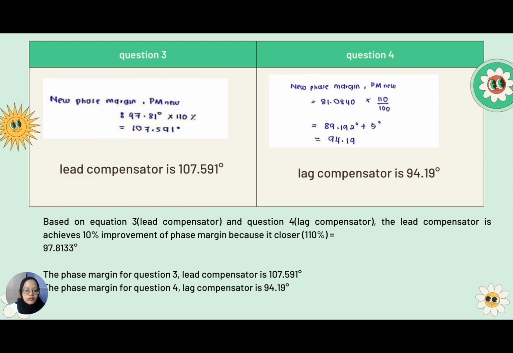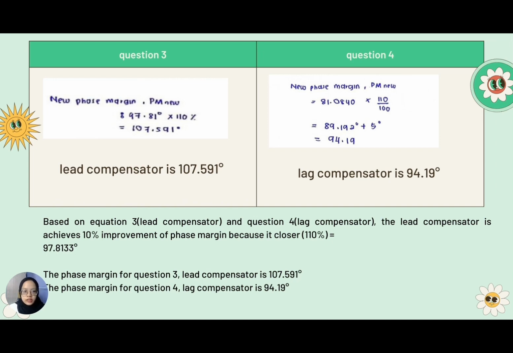So the gain crossover frequency increases the phase margin. The zero in the lead compensator is closer to the gain crossover frequency than the pole in the lead compensator, which means that the lead compensator adds more gain at the gain crossover frequency. So in this case, questions 3 and 4, the lead compensator is able to achieve a 10% improvement in phase margin because it adds more gain at the gain crossover frequency.